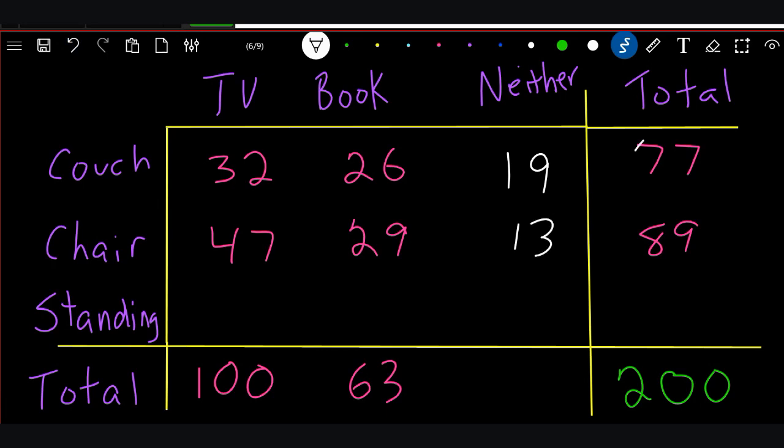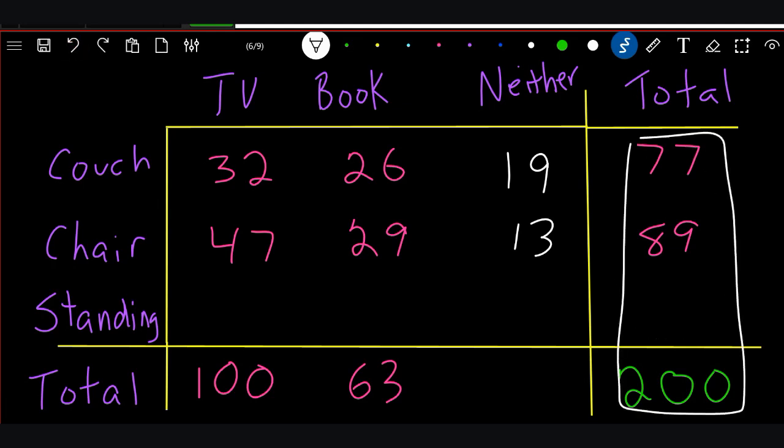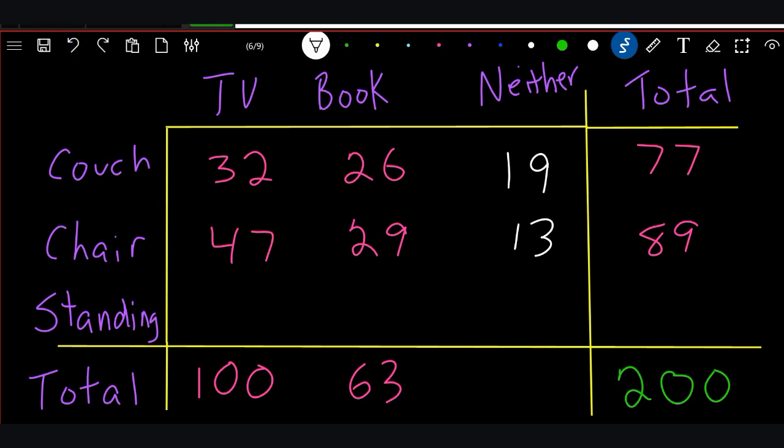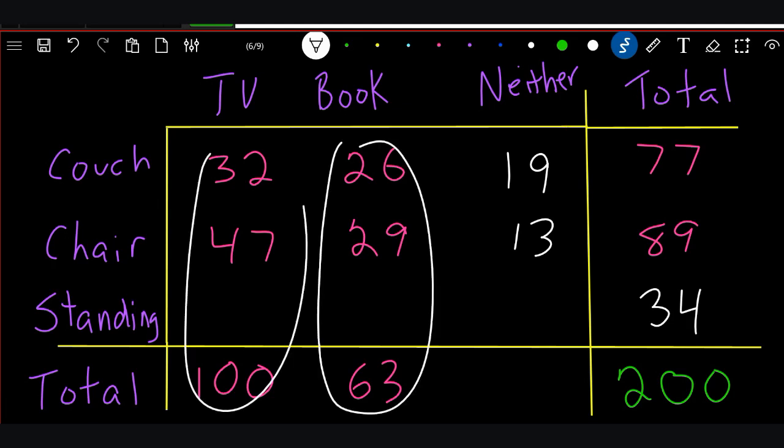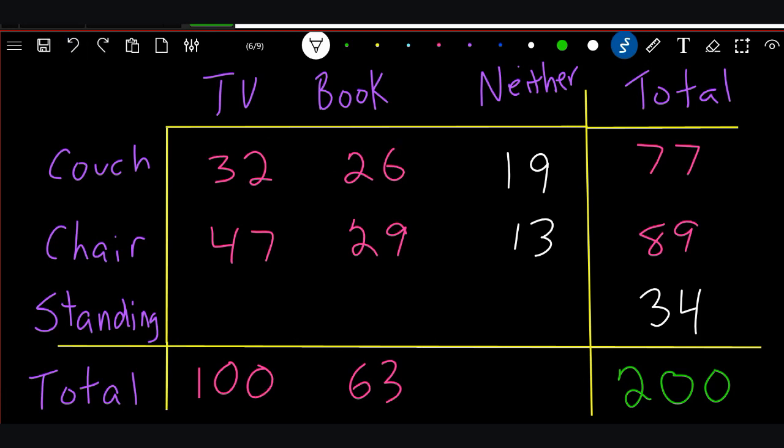Another one that we could do, look at this right here. We know that this is supposed to give us 200. So what we can do is add up this, that's the people on the couch, add up this, that's the people in the chair, and that will tell us how many total people were sitting. Then subtract it from 200, and we get 34 people were standing. We can now do this row and this column and this column. How do we do those ones?